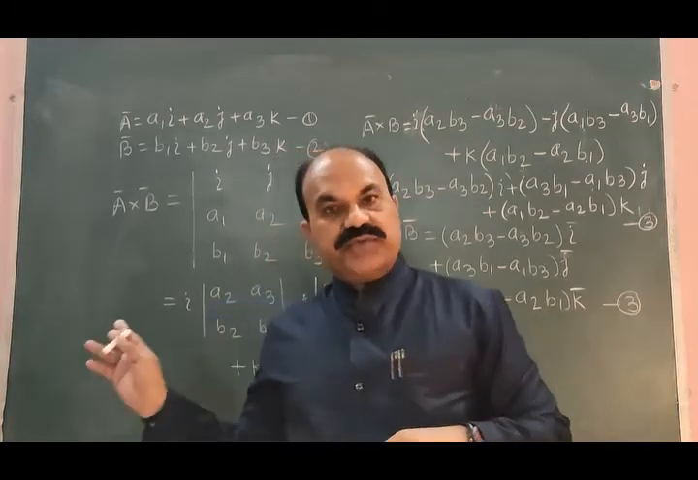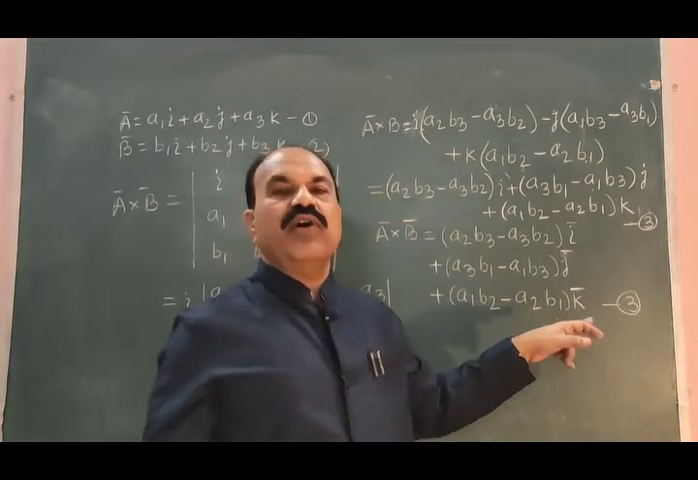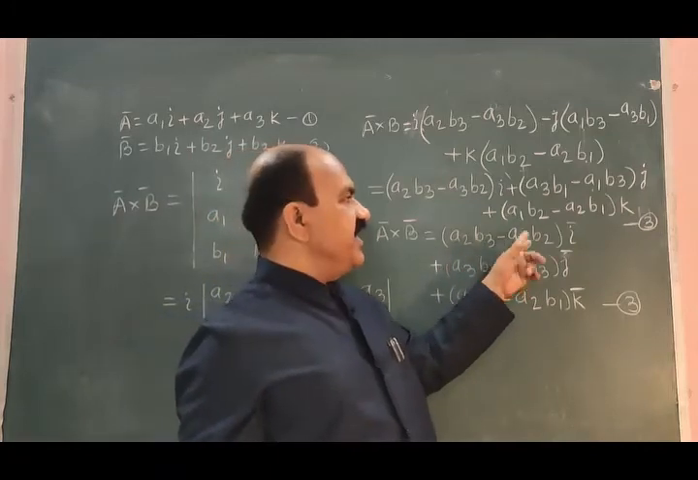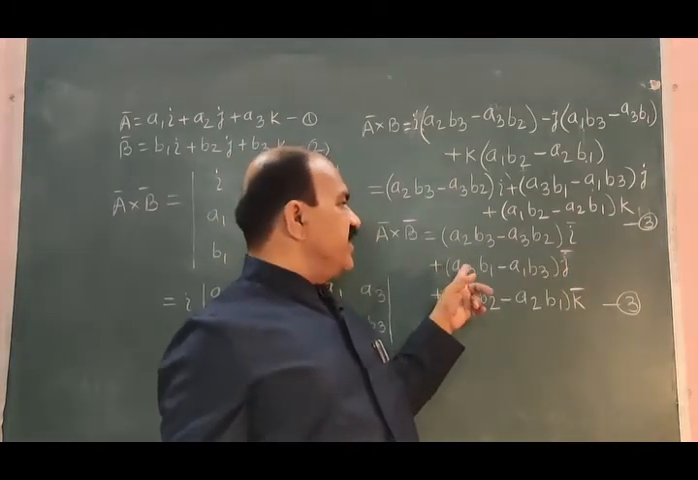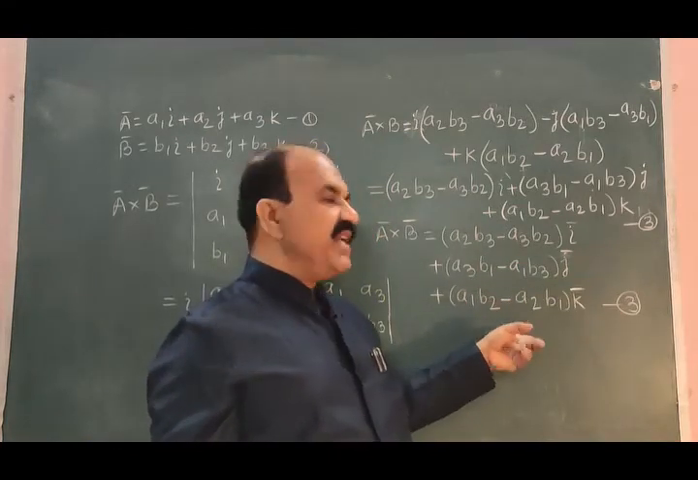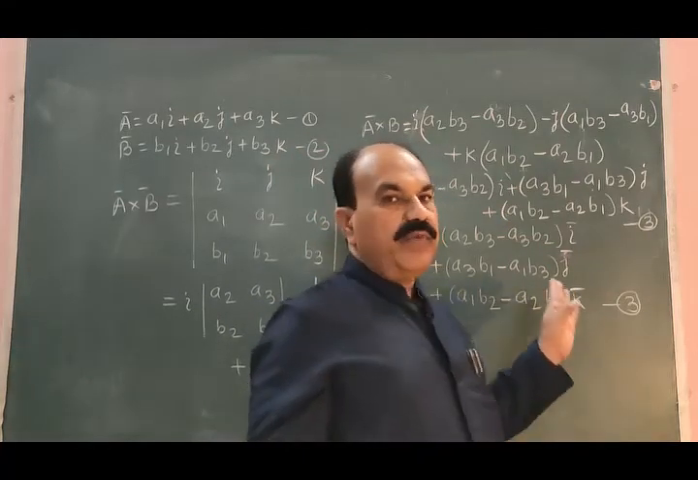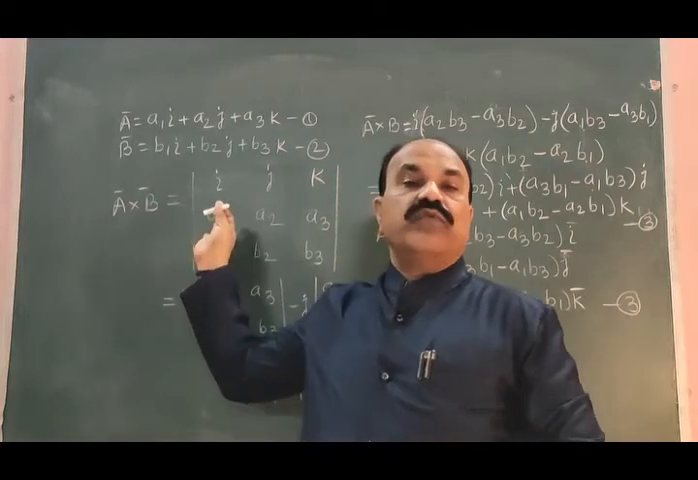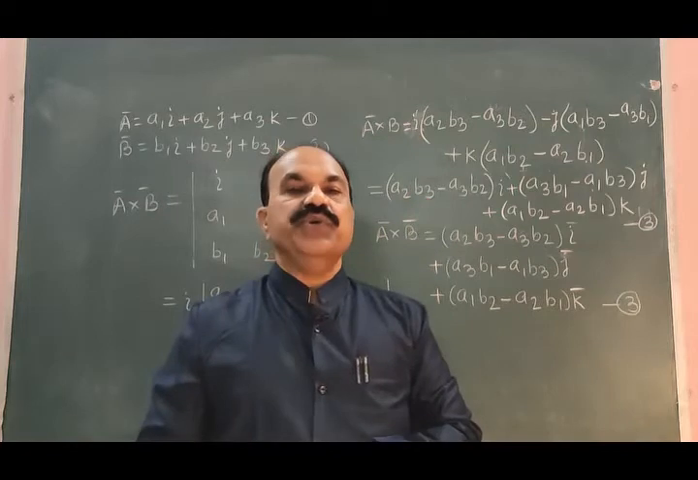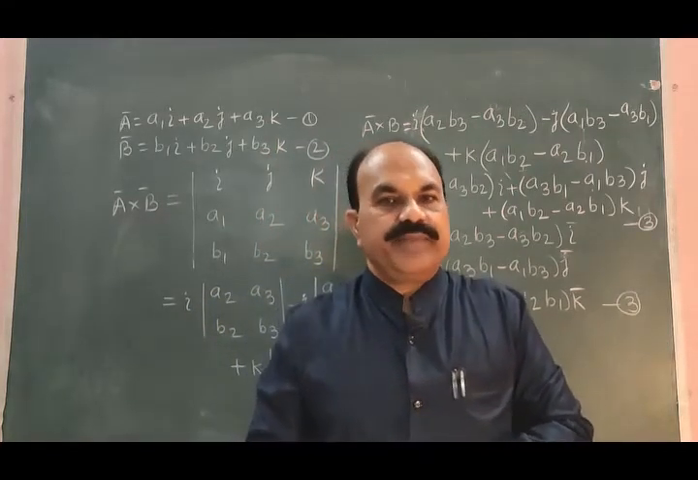If you don't want to use this method, then you have to remember this formula for cross product of two vectors: A2 B3 minus A3 B2 into i plus A3 B1 minus A1 B3 into j plus A1 B2 minus A2 B1 into k. If you remember this formula, there is no need to go for this determinant. So decide which method you want to use. Both methods are used invariably.